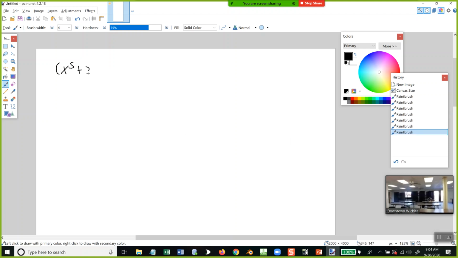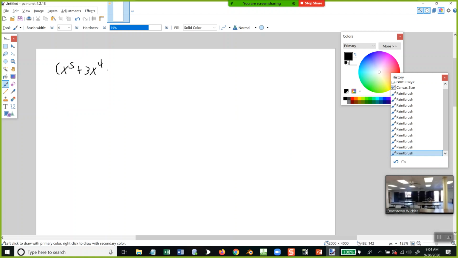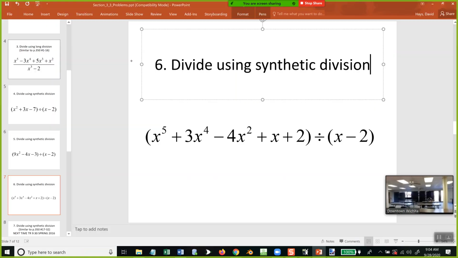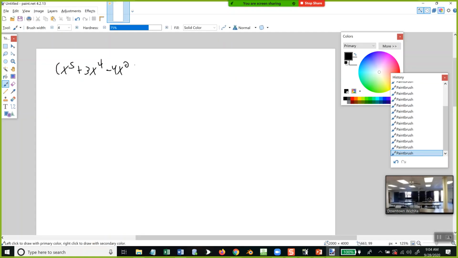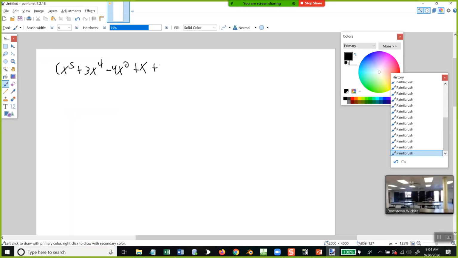X to the 4th. Plus x plus 2. And let me divide by x minus 5, just so we see something a little bit different.